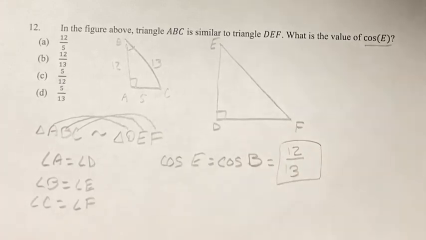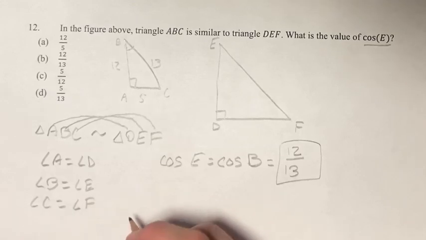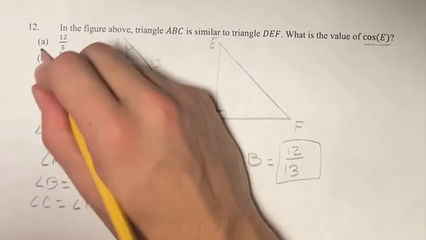So 12 over 13 is going to be your final answer, the value of cosine E, and it lines up with B as your final answer.